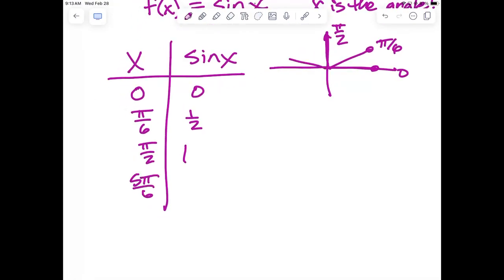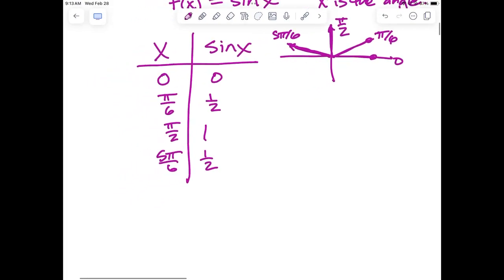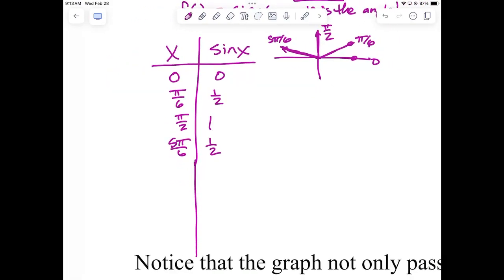Okay? Let's do 5 pi/6 now. What's sine of 5 pi/6 over here? If sine of pi/6 is 1/2, what should sine of 5 pi/6 be? It's also 1/2, right? It's the same triangle. It's the same reference triangle, and we're above the x-axis. It's 1/2.